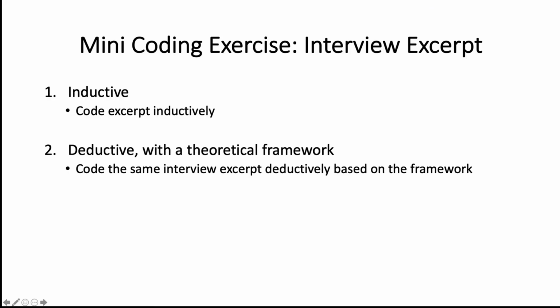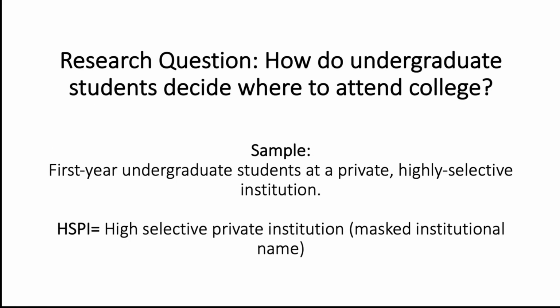So the topic of the interview excerpt that we're going to look at is college choice. So the research question that we're answering as a group today is, how do undergraduate students decide where to attend college? Okay, so everybody here is in graduate school or higher, and you have all made decisions yourselves about college attendance. The sample for this study was first-year undergraduate students at a private, highly selective institution. And within the excerpt, I use this acronym HSPI, which means highly selective private institution, to mask the institutional name.